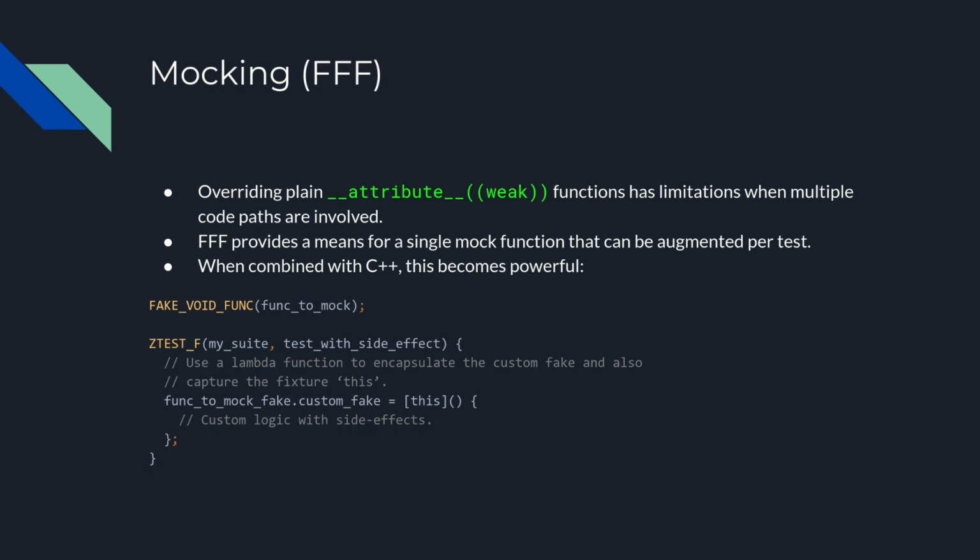This example shows how, when combined with C++'s lambdas, this feature can be even more powerful. Instead of simply replacing a weak function, we create a mock. The mock can be assigned a custom fake inside the test function. The custom fake lambda is scoped inside the function, meaning it's much easier to read. It's also possible to use capture groups to pass the fixture into the lambda, giving access to everything within the test to the function without having to pass any custom arguments or setting global state.